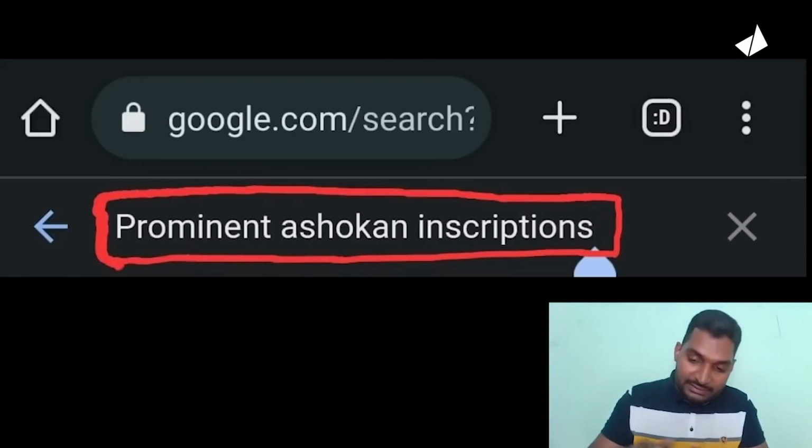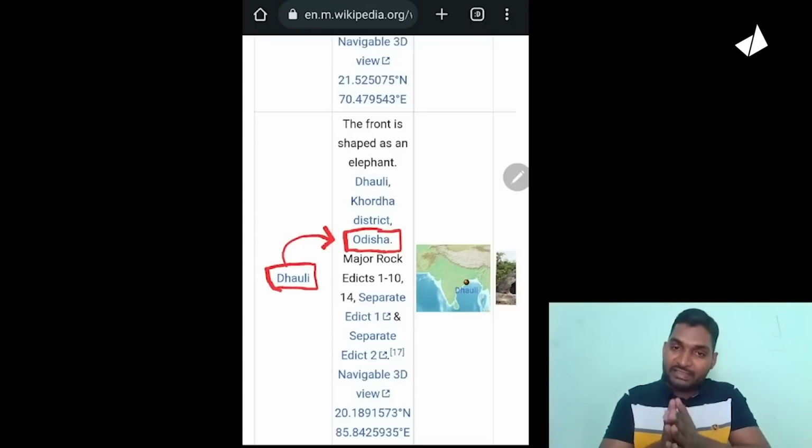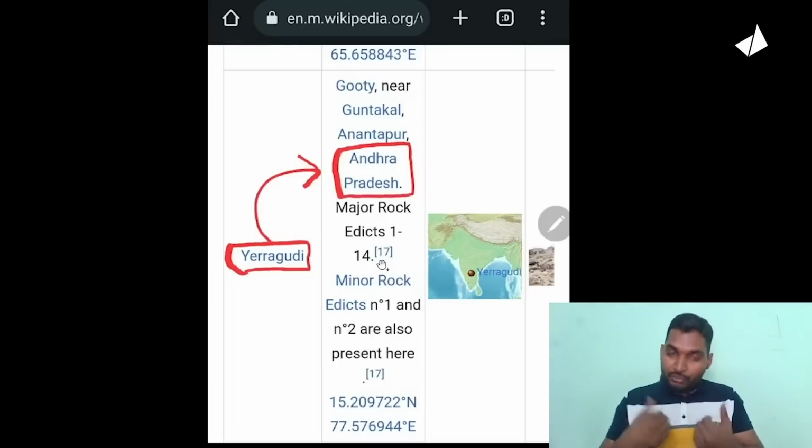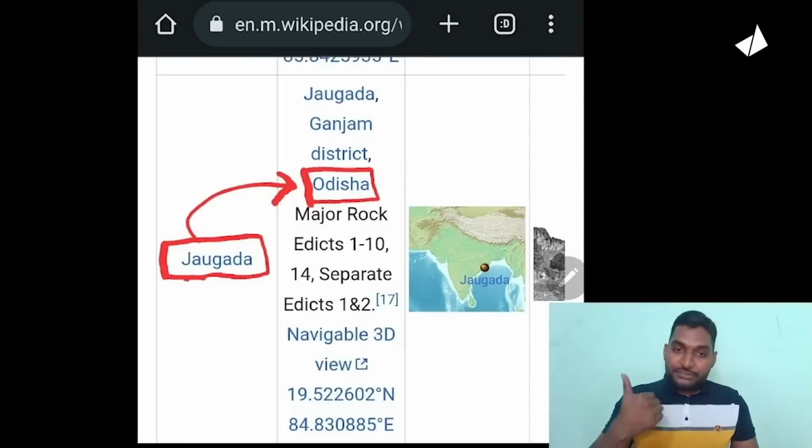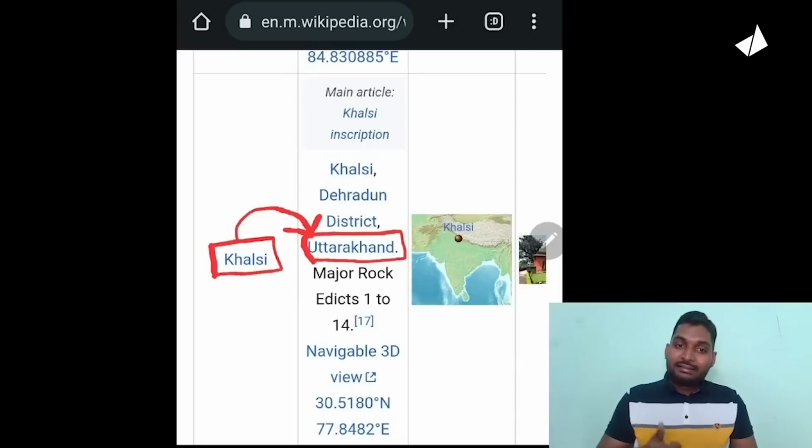Now we get many results. Among these, this one is from Wikipedia. We'll get the same result in many other sources. What are the results that we got? The prominent inscriptions, prominent edicts of Ashoka. Now, the Dhauli edict is in Odisha. Okay, this is what we got. Also, the Yerragudi edict is in Andhra Pradesh. What else did we get? The Jaugada inscription is in Odisha. And lastly, the Khalsi inscription is in Uttarakhand.